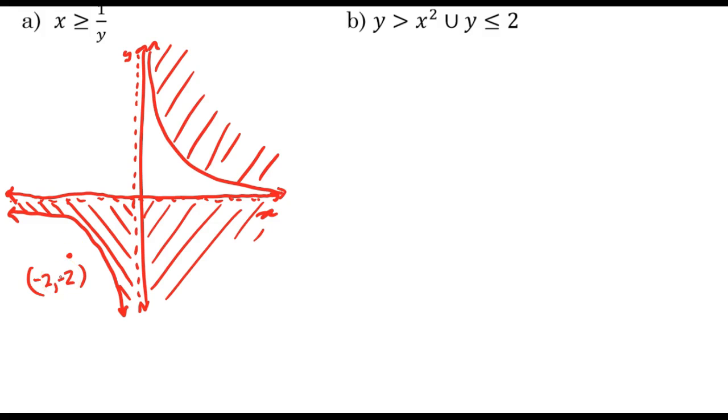Negative 2 is less than a negative half, so this region down here isn't included. Whoops, let's delete the line here again. Okay, so that is the region represented by that inequation, x is greater than or equal to 1 over y. Is that all those regions there?